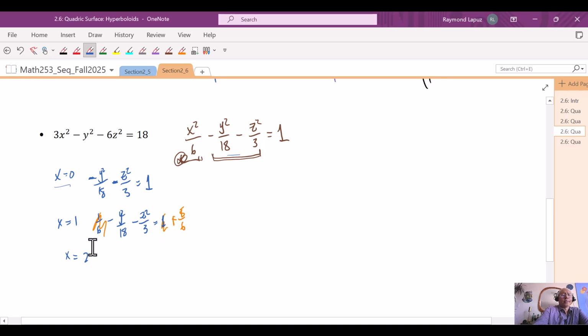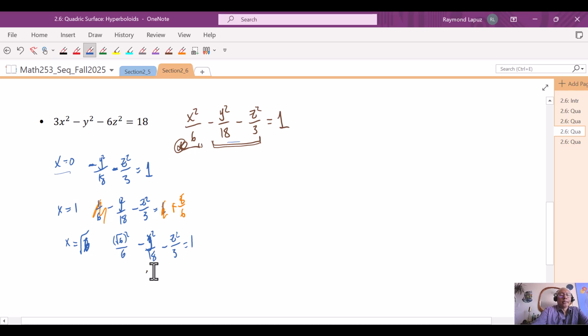I think maybe 6. I think we want this to match the signs. We want the values to match signs. Maybe square root of 6. So the square root of 6 quantity squared over 6 will be positive 1. And then we have the y squared over 18 minus z squared over 3 is equal to 1. So you will get negative y squared over 18 minus z squared over 3 is equal to, this is 1, we'll bring that over, it's equal to 0.